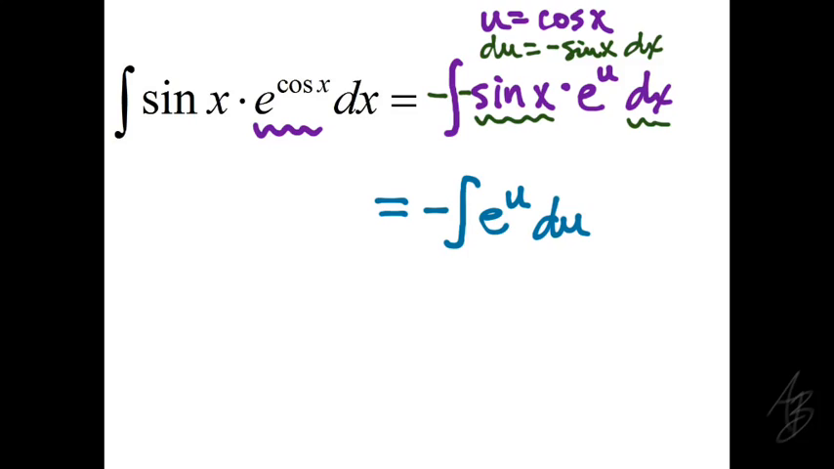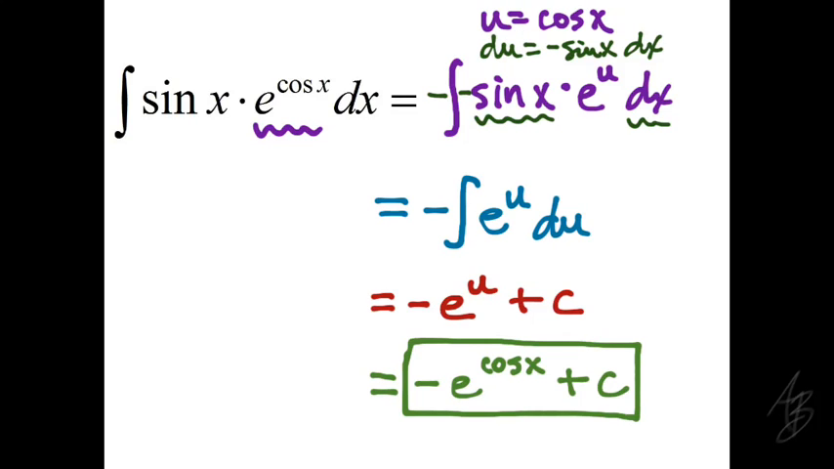What we have now is the opposite of the integral of e to the u with respect to u, and that's one of the ones we know. We know that the integral of e to the u is e to the u, and so the opposite of that would be negative e to the u plus our constant of integration. However, since we introduced this variable u, we need to get rid of it. We need to put it back in terms of x. So we'll replace the u with the cosine of x as we defined earlier, and we get our answer: negative e to the cosine x plus c.